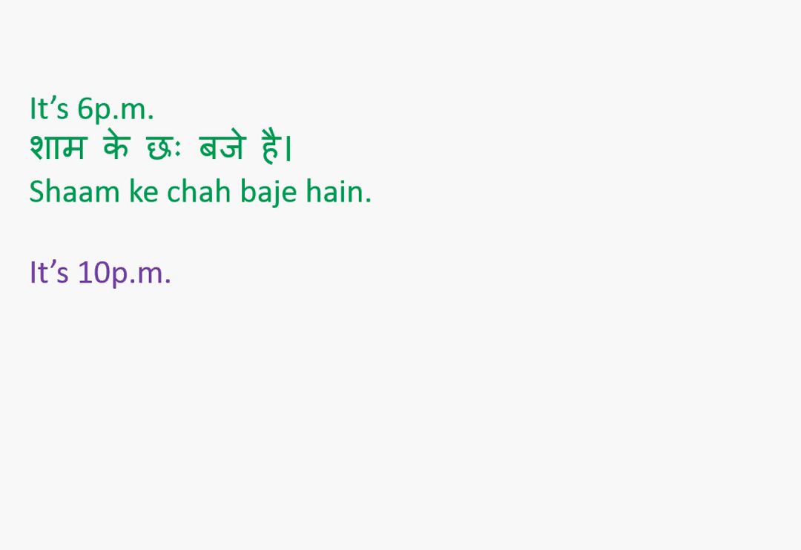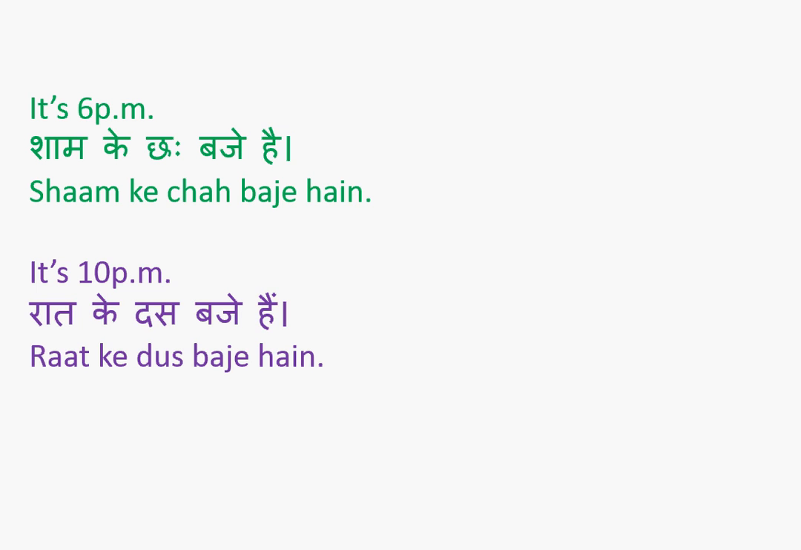Then, it's 10 p.m. Now we go on to night. What is night? रात. सुबह, दोपहर, शाम, रात. Raat is night. So, it's 10 p.m. What is 10? 10 is 10. रात के 10 बजे हैं. It's 10 o'clock in the night. Or simply put in English, it's 10 p.m. So, in Hindi, रात के 10 बजे हैं.